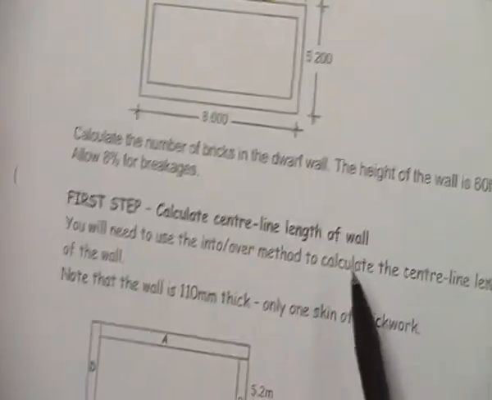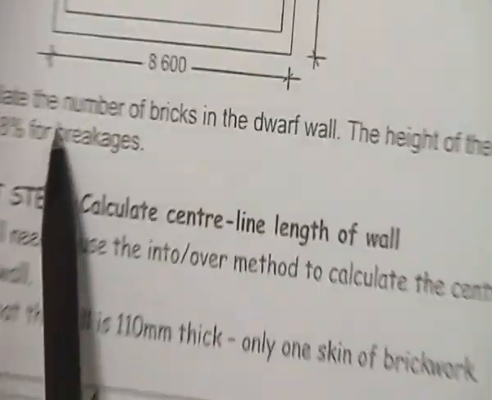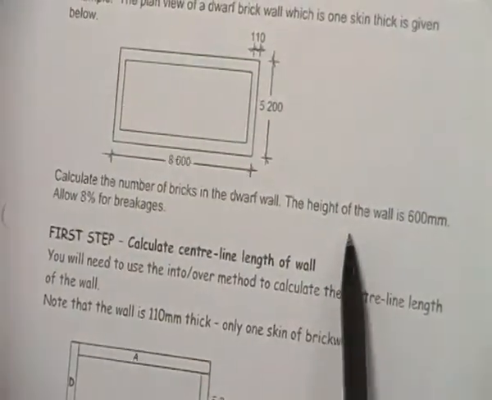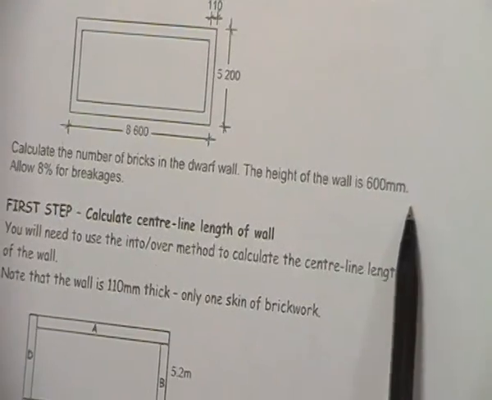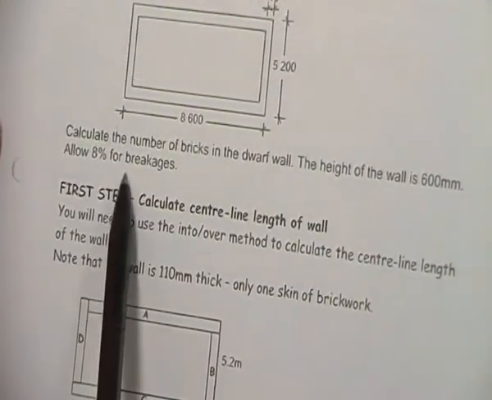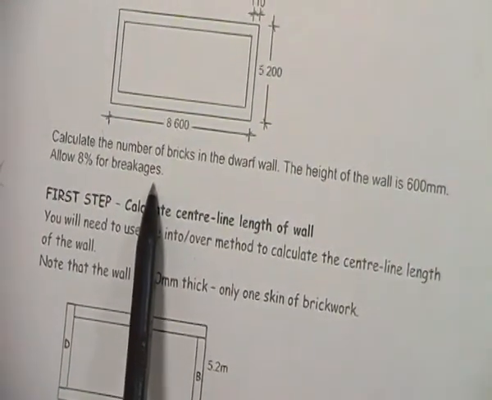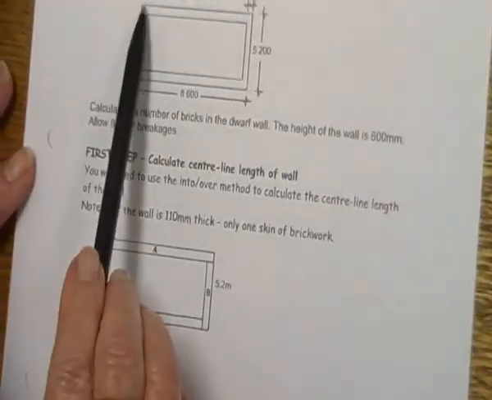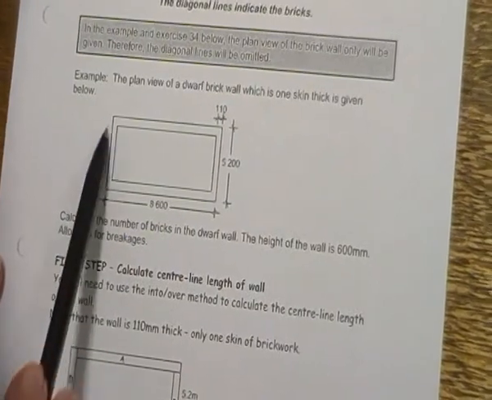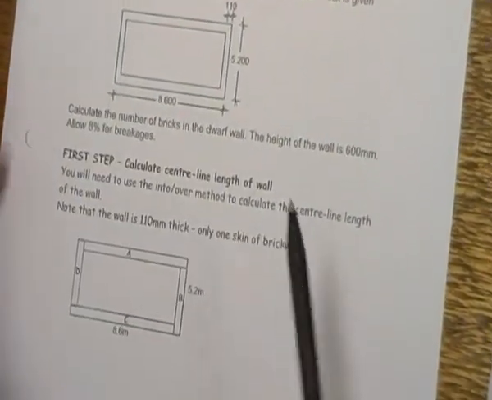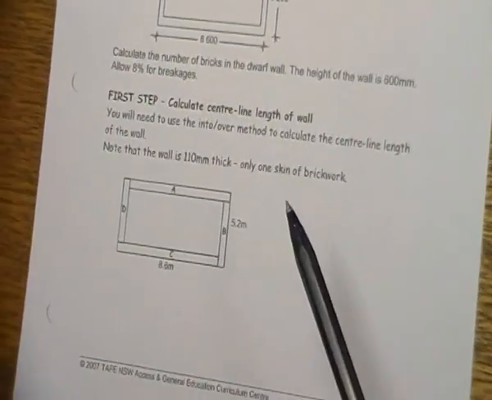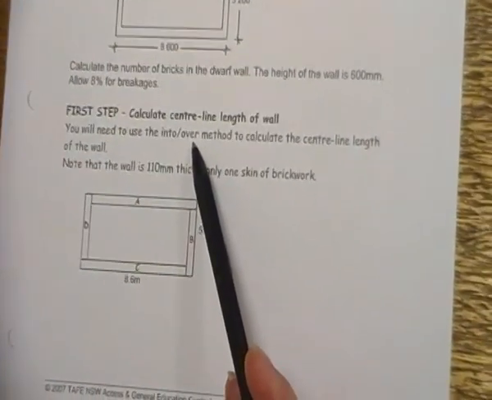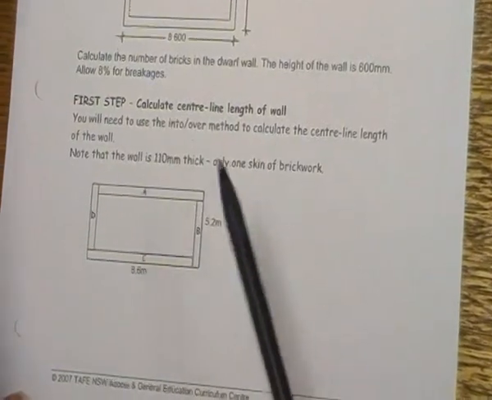And we're going to get a practice question here. It says calculate the number of bricks in the dwarf wall. The height of the wall is 600 millimeters. Allow 8% for breakages. So the first step is we have to calculate the length around the wall. Now we have the same problem as we have with the footings. We've got to do the into and over method for the center line of the wall.